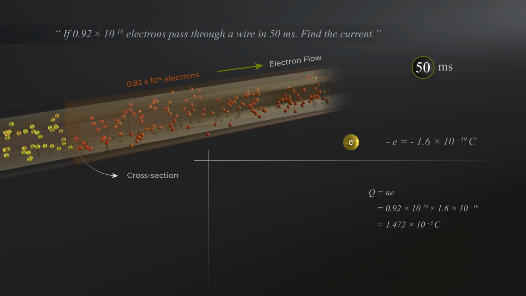Next, to find the current, we use the formula I = Q/T, where Q is the total charge we just calculated and T is the time, which in this case is 50 milliseconds. So plugging the numbers in, we get the current 29.44 milliampere. And since electrons are flowing from left to right, the current will be flowing in the opposite direction, from right to left. And that's it.